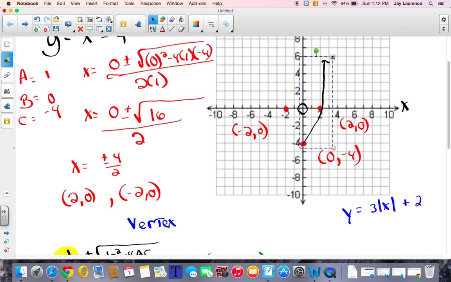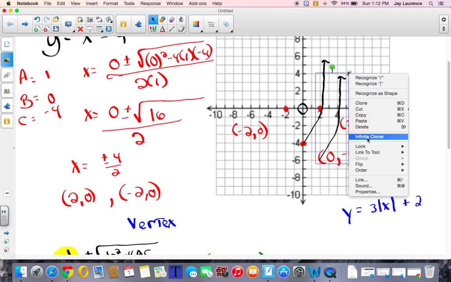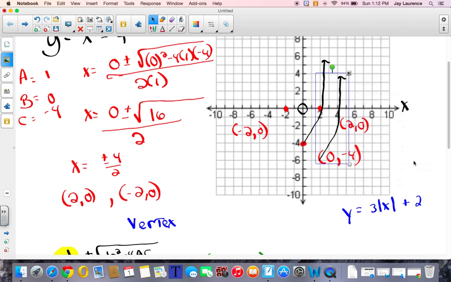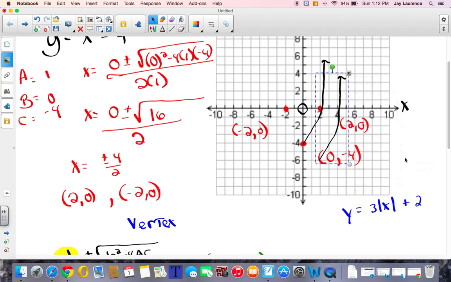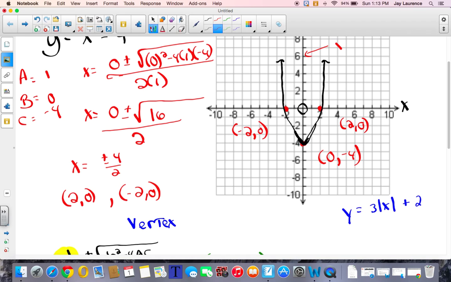I'm going to clone, and where's the flip left? Oops. Because what should happen is your parabola should look like a U, not a V. This looks more like a V. And it should also be perfectly symmetrical, okay, with the vertex being the point of symmetry, or the axis of symmetry. Like this line right here, x equals 0, that is called the axis of symmetry.